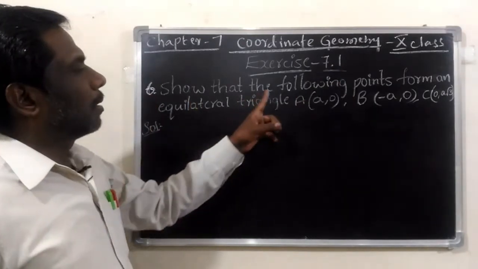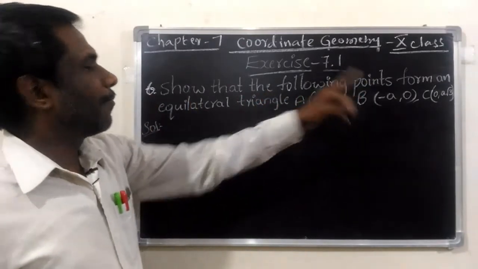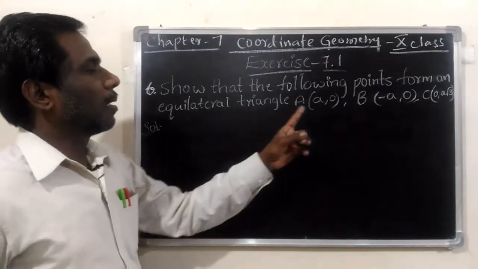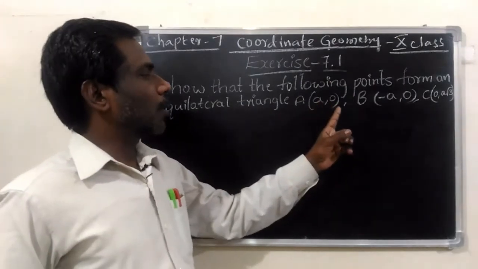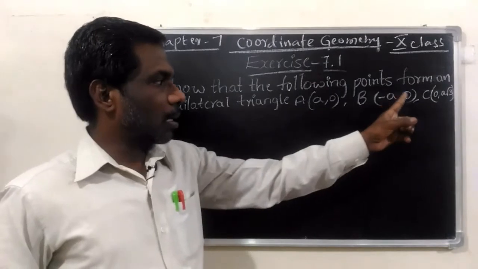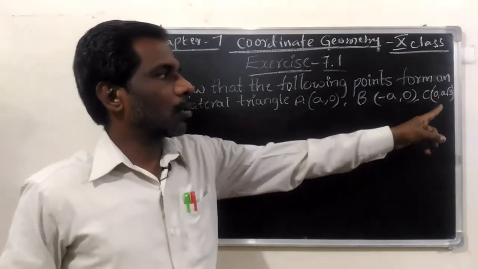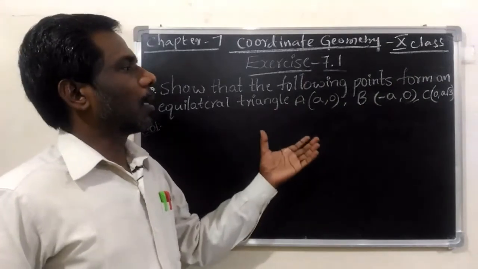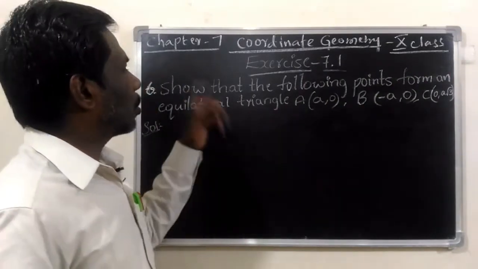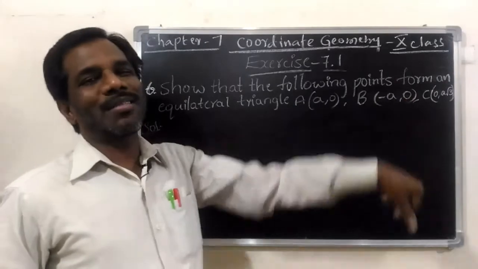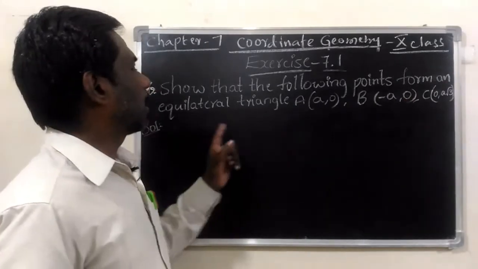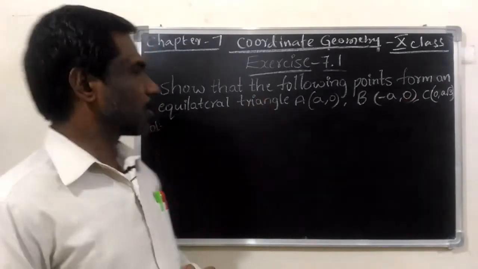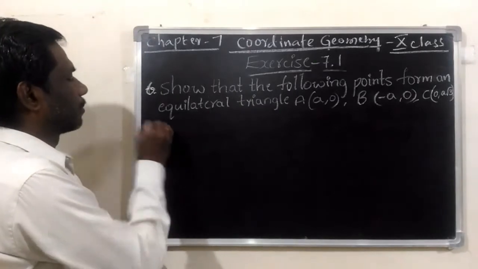Show that the following points form an equilateral triangle: A(a, 0), B(-a, 0), C(0, a root 3). See, what do they ask? To show that these three vertices belong to an equilateral triangle. Let us solve this question.